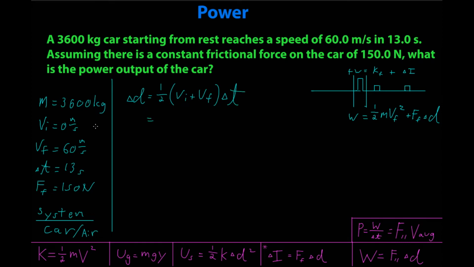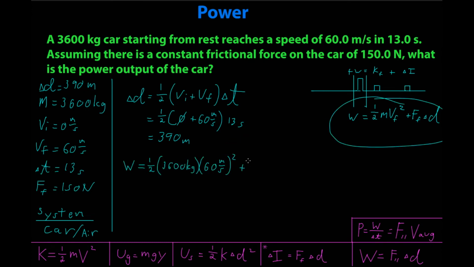And if you ever see things like vi, vf, time, acceleration, you're probably going to use kinematics in one form or another. I will use our first kinematic equation: 1/2 times (there's no vi) plus 60 meters per second, times 13 seconds, gives me a displacement of 390 meters, which I will add to my givens list now. And as a side note, this is a little under 1/4 mile.